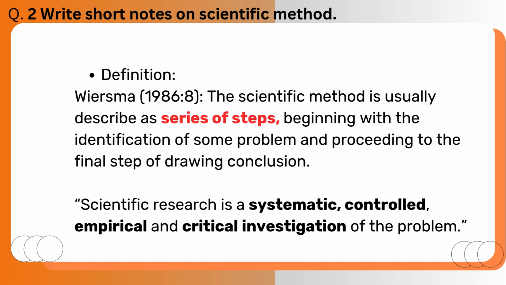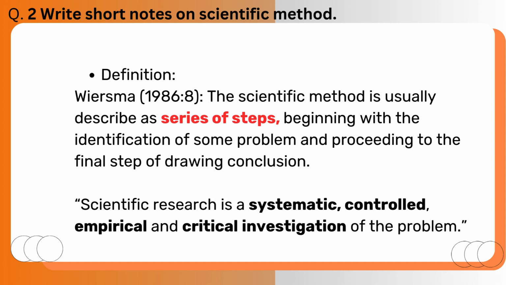The first step starts with noticing or identifying a problem, then carefully studying it, and at the end we make a conclusion based on what we find. Alright, the next paragraph. Scientific research is a systematic, controlled, empirical, and critical investigation of the problem. This line is an important one, so you need to memorize it.